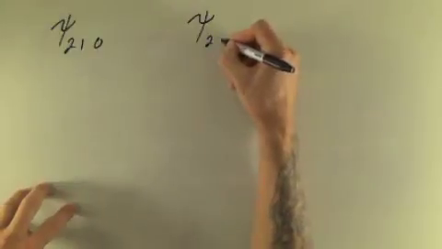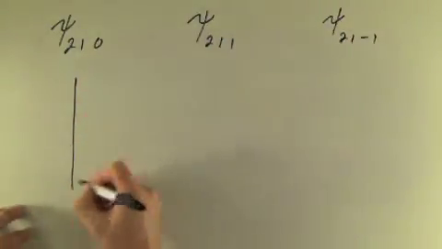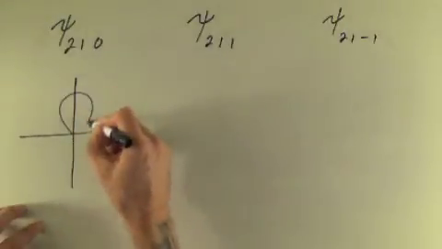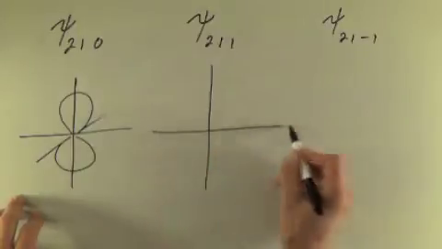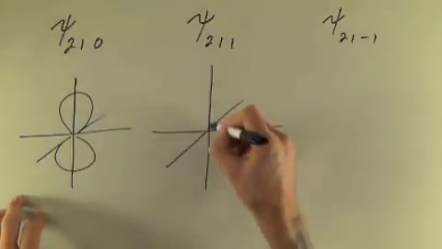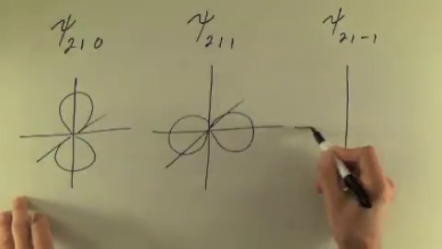So let's see if we can get the pictures of these. These are the 3 different ones we could have: 2, 1, 0; 2, 1, 1; 2, 1, minus 1. Now I'm drawing them with just these smooth lines to make it easier.